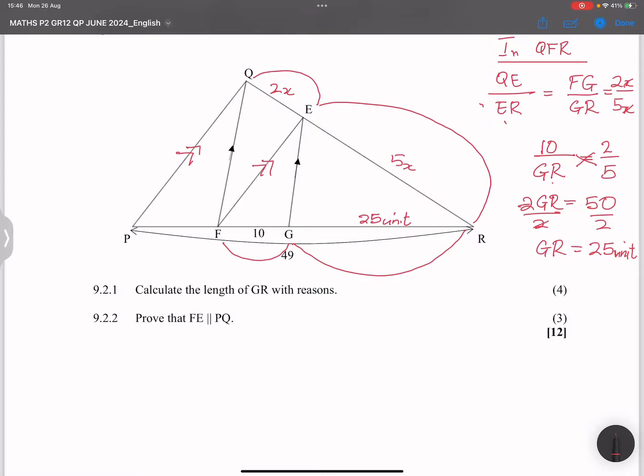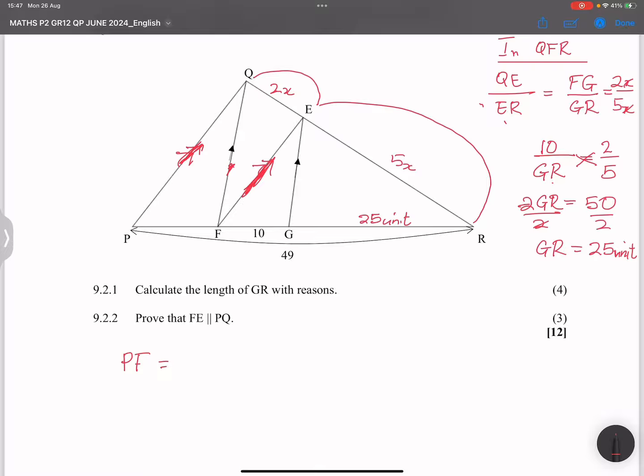Now, ladies and gents, we already know what the ratio of QE to ER is. So if I can prove that the ratio of PF to FR must be the same as QE to ER, then those lines are parallel. So what would be the length of PF? Right, let's find the length of PF first.